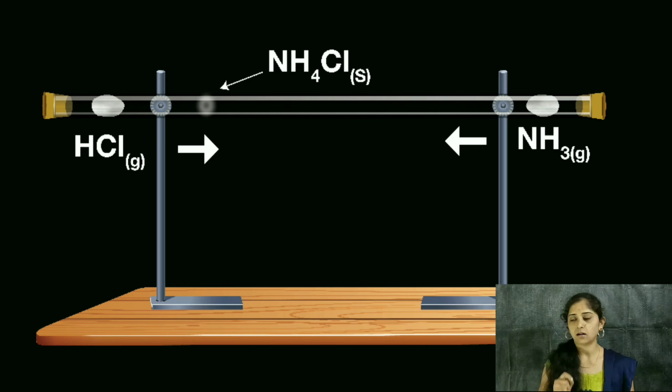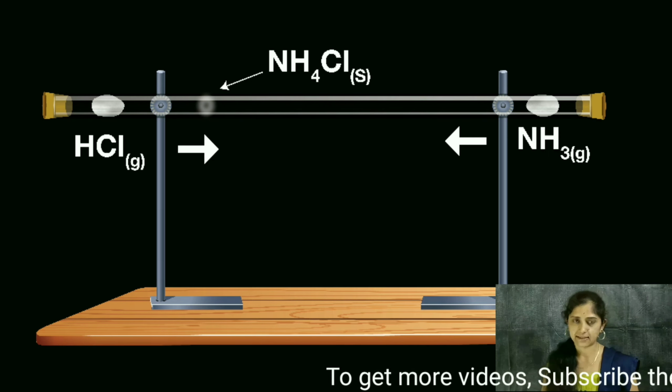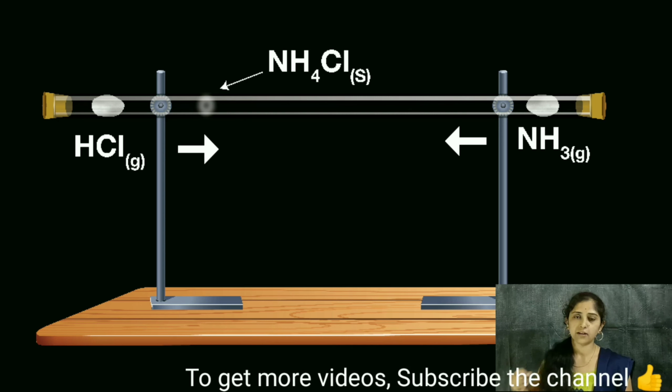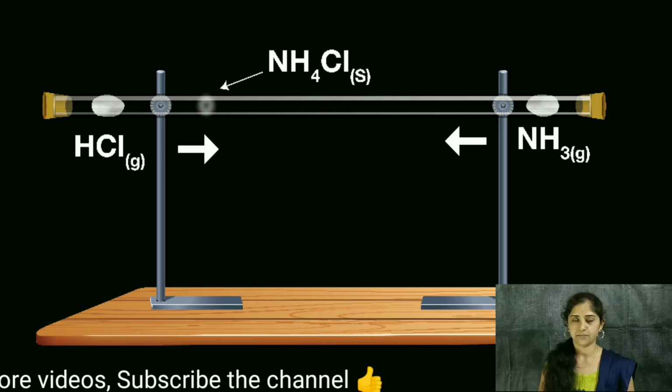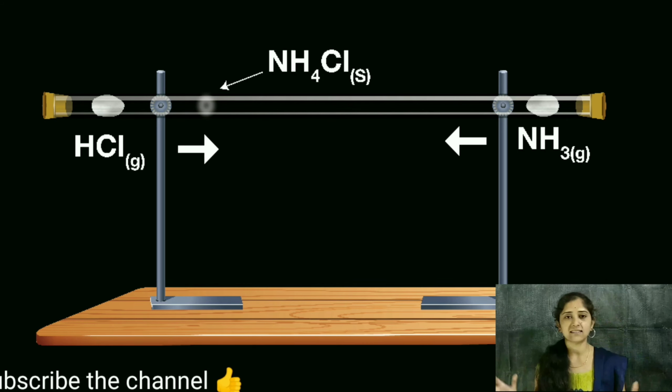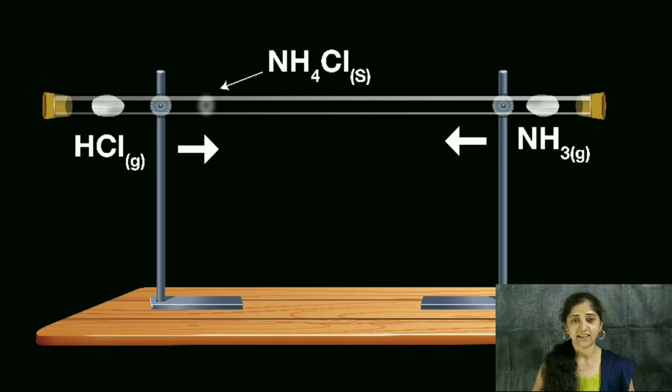Then we have to observe for a certain time. The cotton ball soaked in ammonia solution produces ammonia gas, and the cotton ball soaked in hydrochloric acid solution produces hydrogen chloride gas. These two gases are released from the two cotton balls. We observe this for some time, and after some time, from one cotton ball ammonia gas is released, and from the other cotton ball hydrogen chloride gas is released.